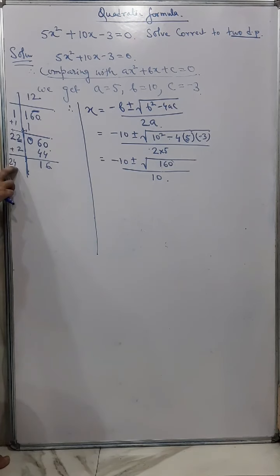But this 24 is not a 2-digit number, it's a 3-digit number. And with this 3-digit number, I will multiply with this digit, so that I get this number or nearest to it. But you can understand this is a very small number, it's 16. So that means it's not going.